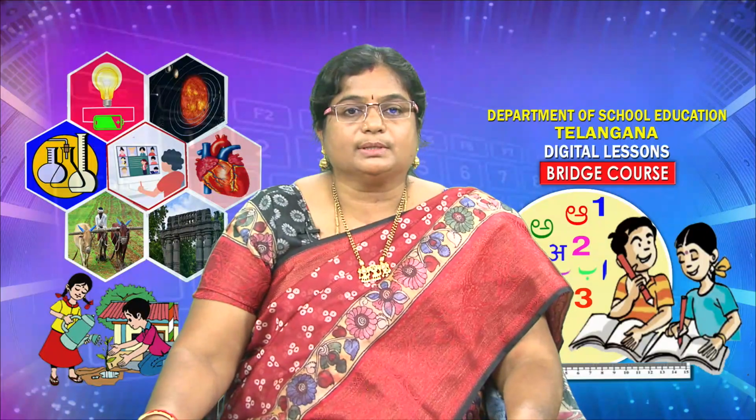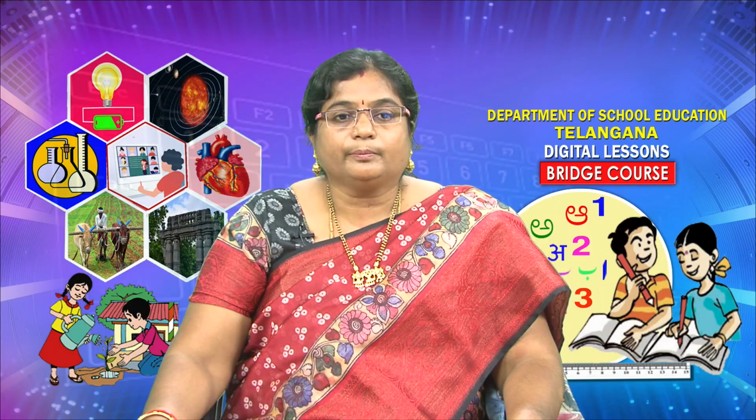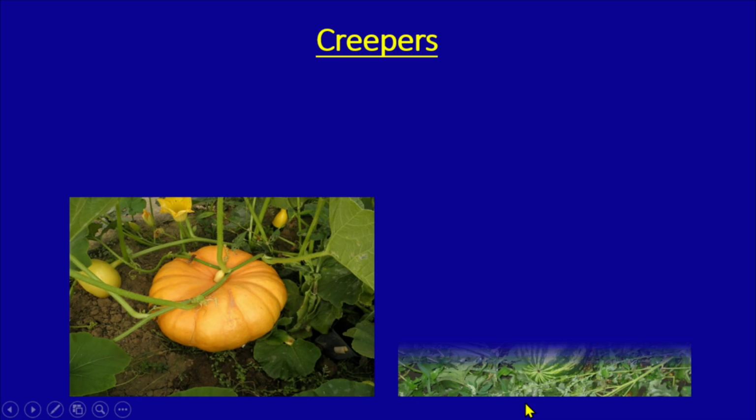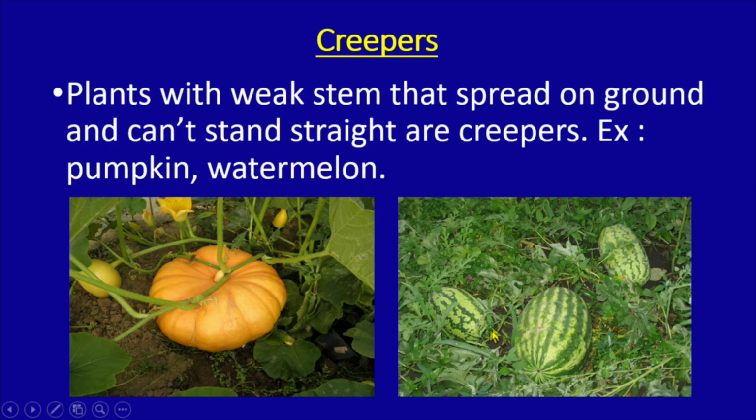Going to creepers. What do you mean by creeping? You know what is a creeper? Here you can see a pumpkin. This is a pumpkin plant. It is creeping on the ground. It cannot stand erect. And a watermelon plant. Here also the plant cannot stand erect. Such plants are called creepers. So, plants with weak stems that spread on the ground and can't stand straight are called creepers.